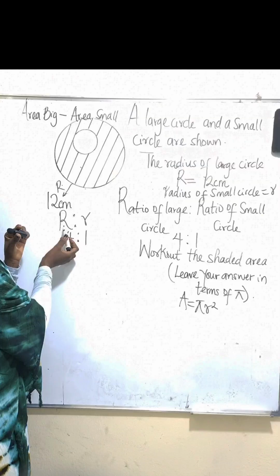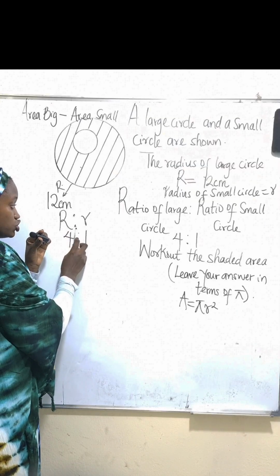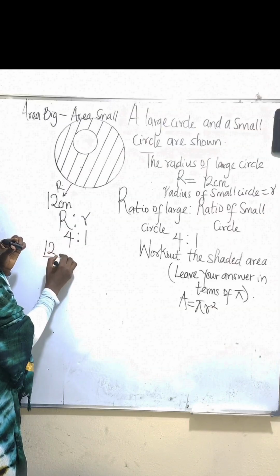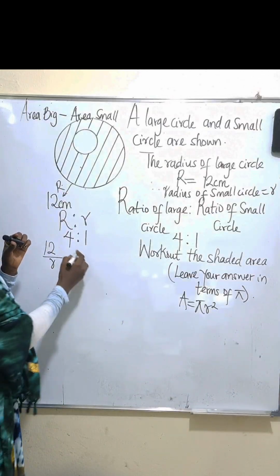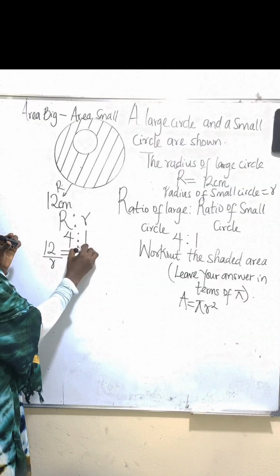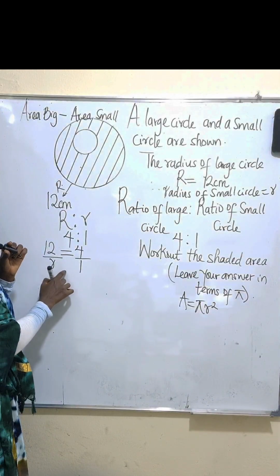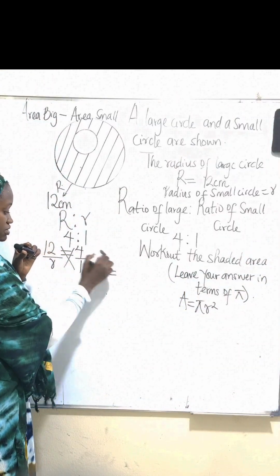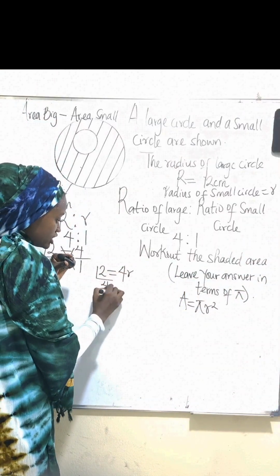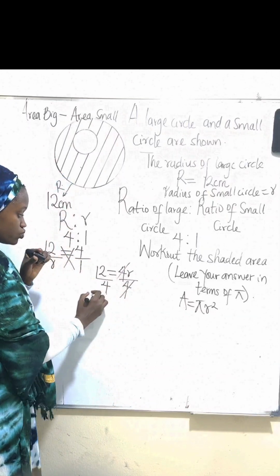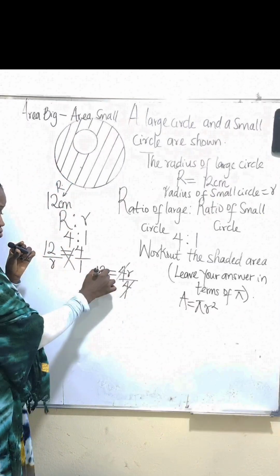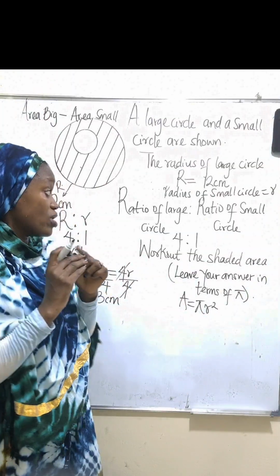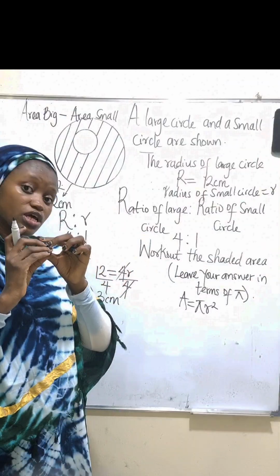The radius of the bigger circle over the radius of the smaller circle. So bigger circle is 12 over the smaller circle, which we do not know. This is equal to 4:1, which means 4/1. So from here we can get the value of r. Just cross multiply. 12 times 1 is 12, equal to 4 times r is 4r. So we divide both sides by 4. So 4 cancels out. We are going to have the radius of the smaller circle to be 3. So the radius of the small circle is 3 centimeter, while the radius of the bigger circle is 12 centimeter. So now we can go on.